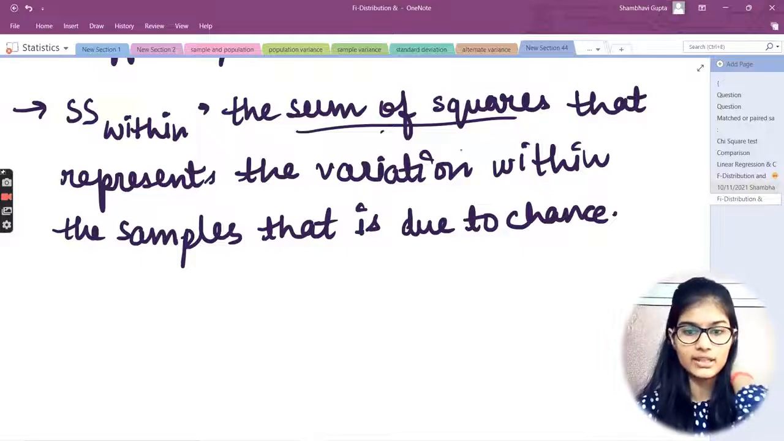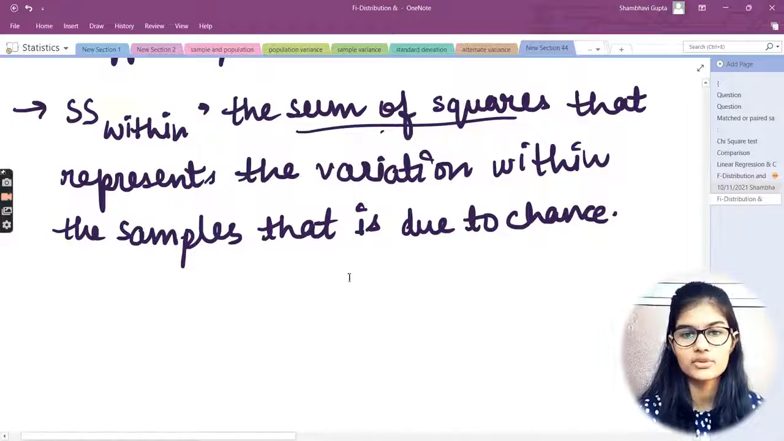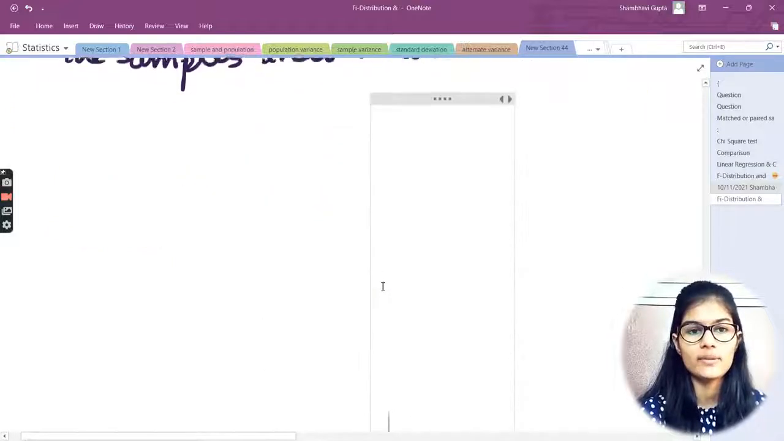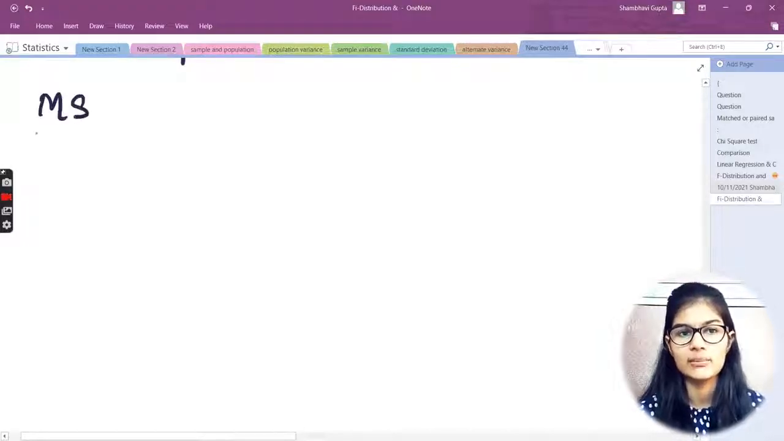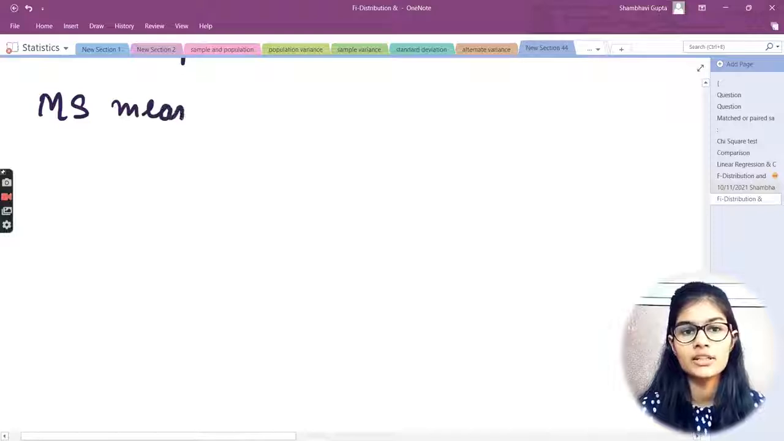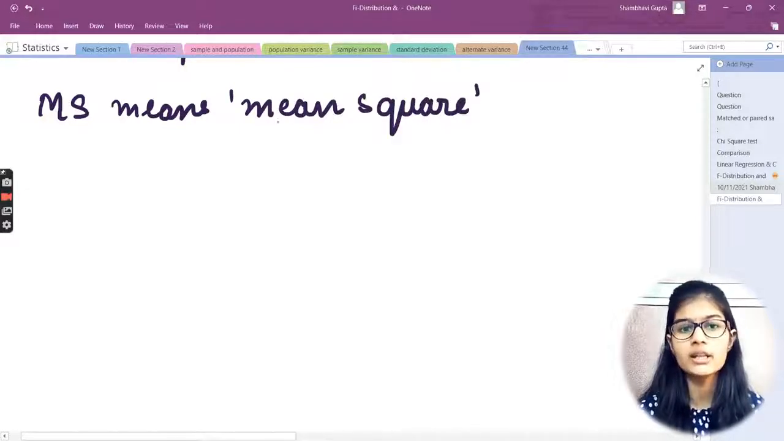Now, next we have some more things to go ahead with. I would just start writing those things, not dictate them. So right here we go. Now we have another term, that is MS, capital M, capital S. What does that actually mean? So MS means the mean square. It's the mean, and here it is the square. Okay, so MS means the mean square.